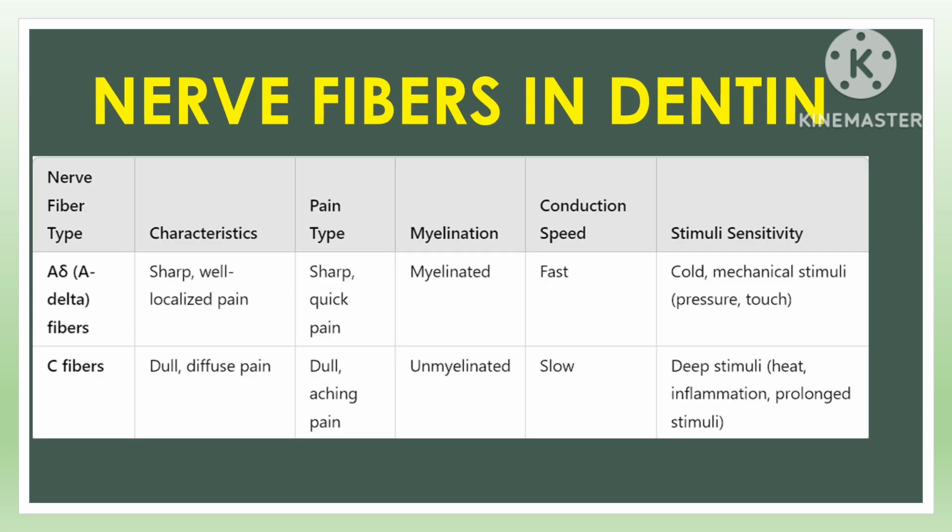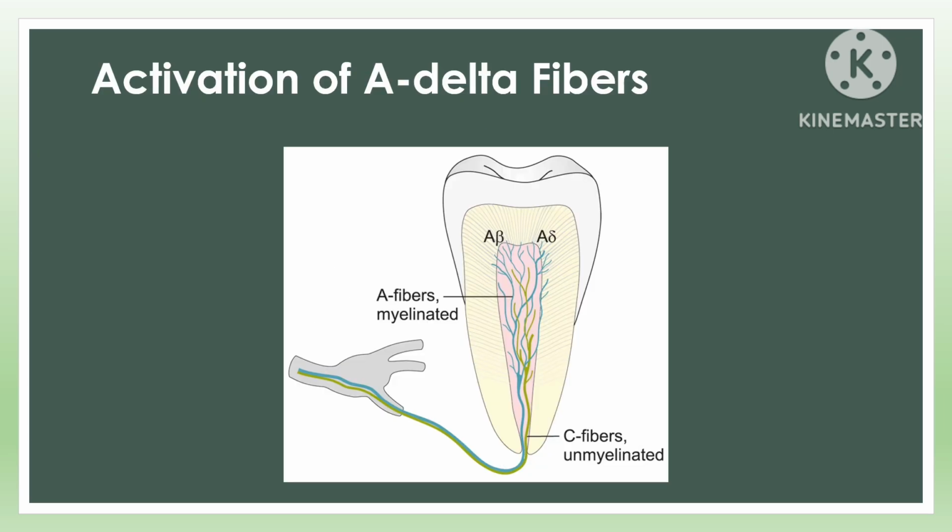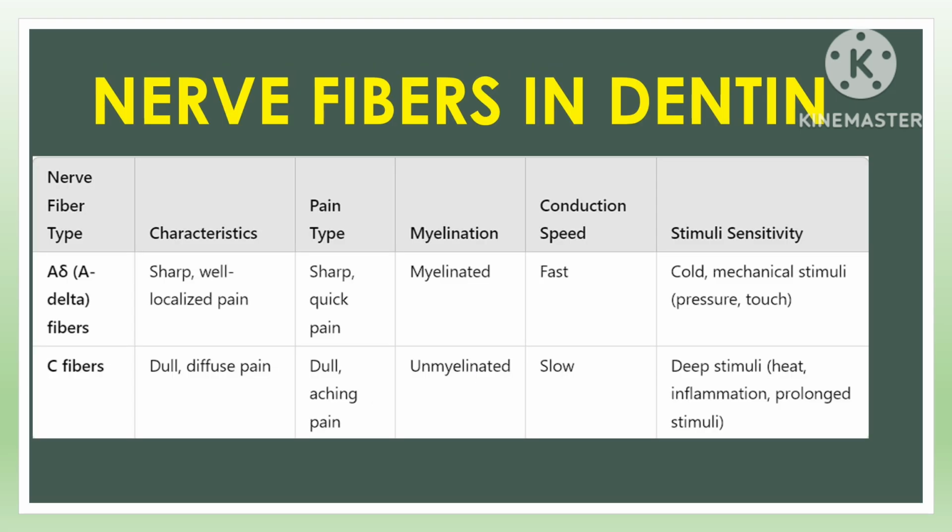Dentin has two types of fibers, A delta fibers and C fibers. A delta fibers, where A stands for acute, are responsible for transmitting acute, sharp, localized pain, often in response to cold or pressure. These fibers are myelinated and have a faster conduction velocity.